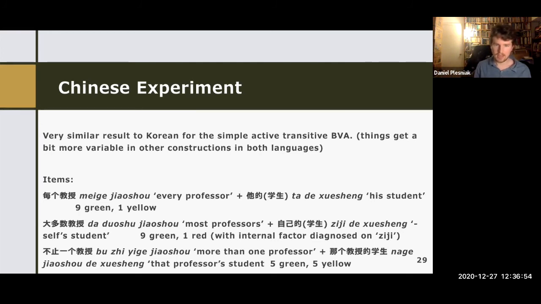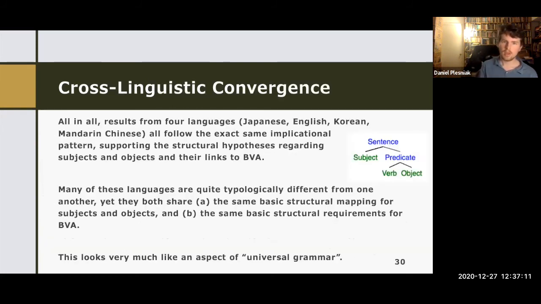And again, we also saw that this nominal, that professor student, people also accept binding. Chinese speakers are very split on whether that professor student can ever get bound. Half of them just never wanted to bind it. The other half thought it was okay. And so we found this very interesting convergence. So results from 4 languages now, Japanese, English, Korean, and Mandarin Chinese, all follow the same implicational pattern.